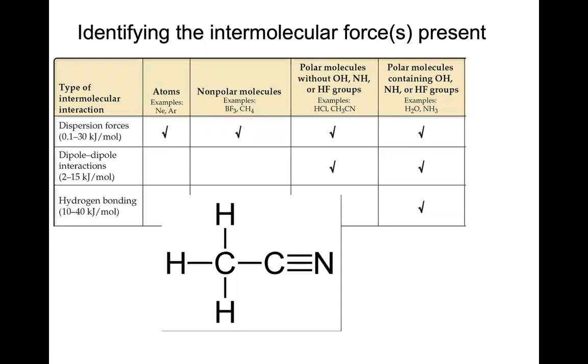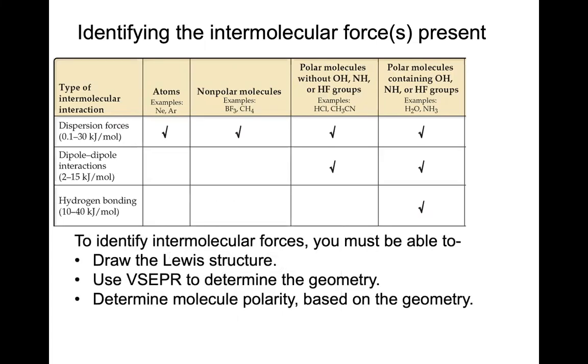Now, what I was doing within this group right here, in order to identify the intermolecular forces present, this is what I think we need to do. We need to be able to draw the Lewis structure, use VSEPR to determine the geometry, and use that geometry to say whether the molecule is polar or not. These were all skills that we were practicing at the start of chapter 9. And these are all prerequisite skills to be able to determine whether we have only dispersion forces, dipole-dipole, etc.